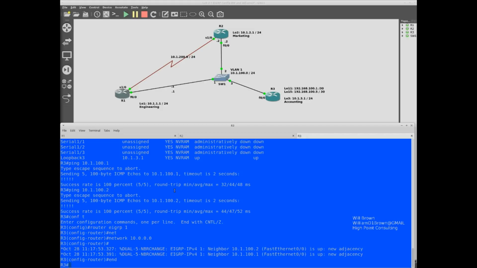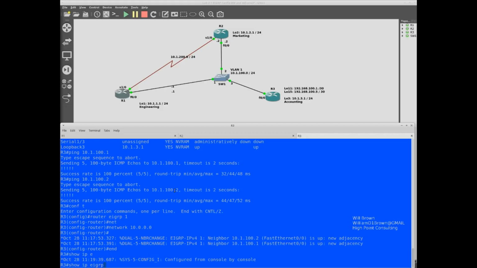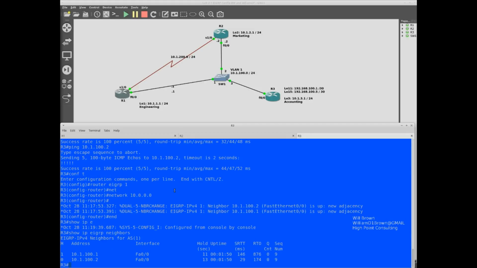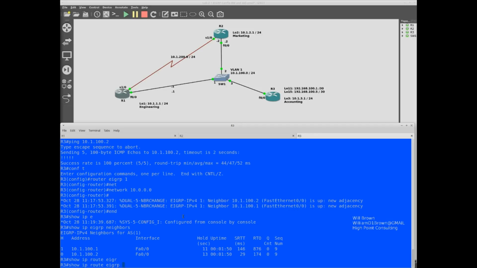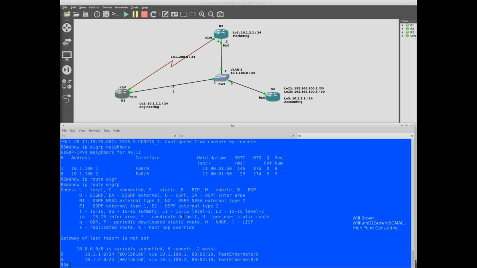And go take a look real quick. Show IP EIGRP neighbors. Okay, so we've got our full neighbor relationship set up between router 1, router 2, and router 3 over that VLAN 1, that 10.1.100 broadcast network. And now, as we did a moment ago with the show IP route, I'm going to give it one additional part of the command, show IP route EIGRP, so we're only going to see the routes that have been learned by EIGRP.